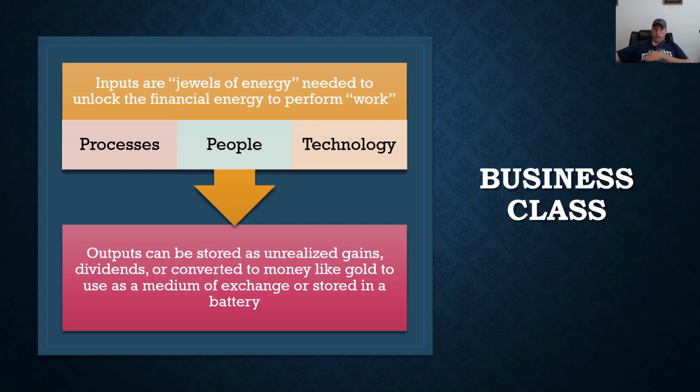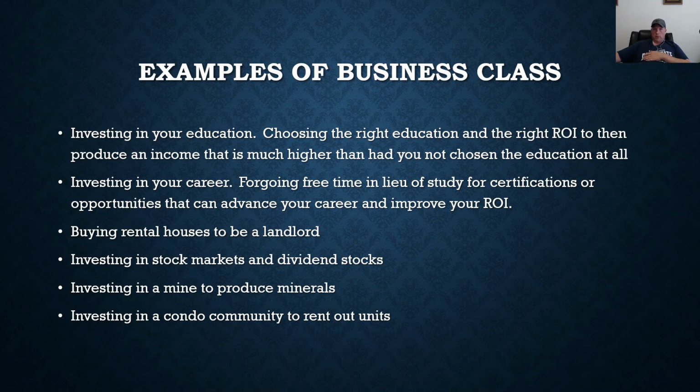Your inputs into your business class are these joules of energy. And once you unlock them, your financial energy is used to perform work. And like I mentioned, you use processes, people, technology, and your outputs can be stored as unrealized gains on a balance sheet, dividends, converted to money like gold to use as a medium of exchange, or stored in a financial battery, if you will. Maybe you take profits from your business and you pay off your mortgage.